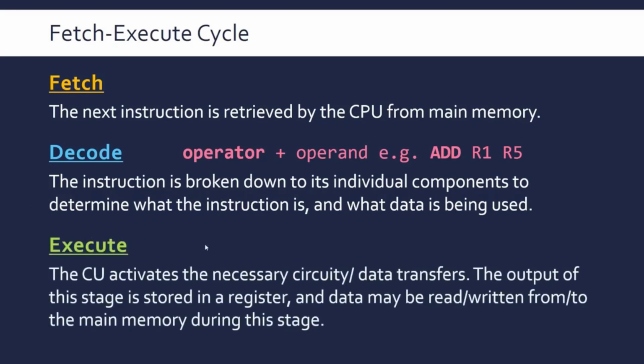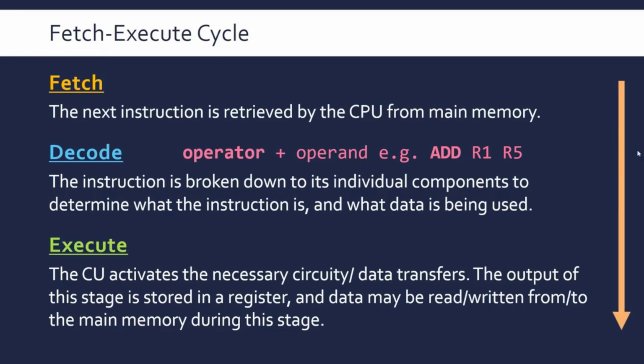Here, the CPU will use the information it's got from the decoding stage to activate the necessary circuitry in the ALU, or if it needs more data, or if it needs to transfer to or from registers like it does in this case, it will do it in the execute stage, and this is all done by the control unit. But the actual execution of the instructions is done by the ALU, and the output of this is stored in a register, or may be stored in a register, and any other data may be read or written to registers or main memory. So in this case, it's got to read the contents of R5 and store this as R1. So it's got to do a bit of reading and writing in the execute stage.